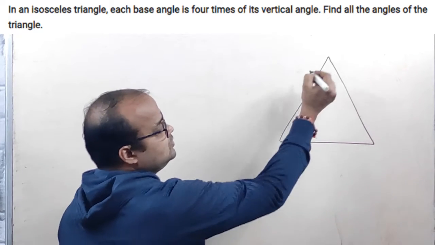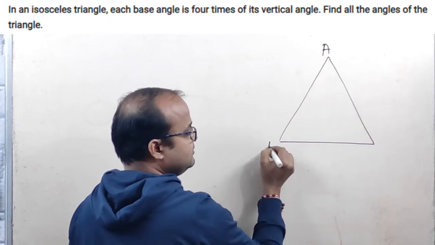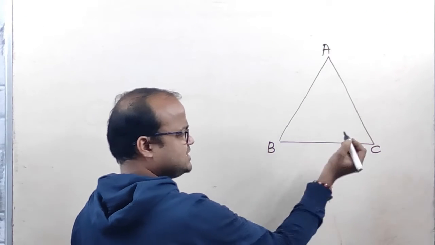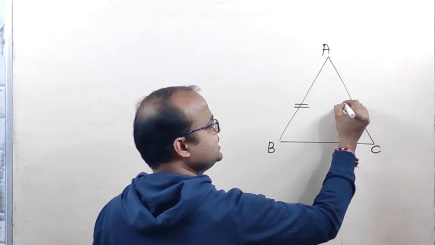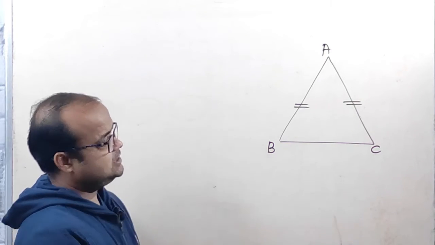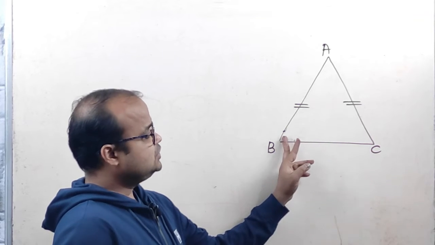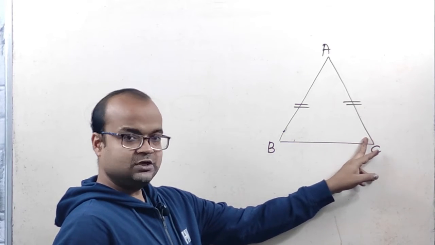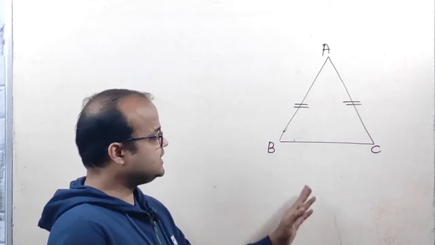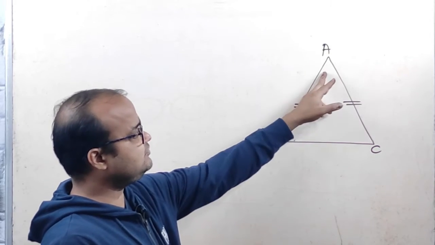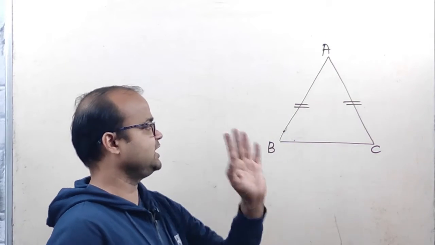Now named it as ABC. Since it is an isosceles triangle, so we consider AB equals to AC. Now since AB equals to AC, so these two angles are equal and they are known as the base angle, and this is the angle made at the vertex or vertical angle.